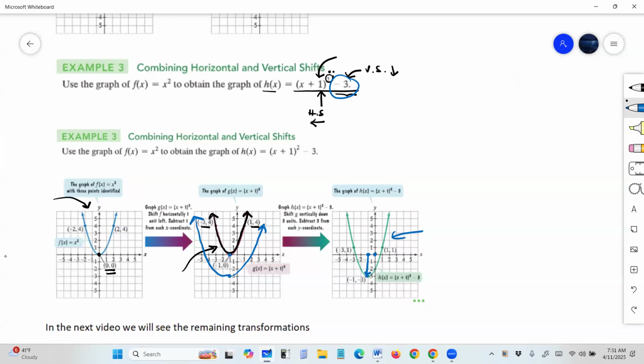All right, so these are the 4 basic translations, up or down, left or right, that we begin our study of function transformations with. In a future video, we're going to see the other types of transformations.